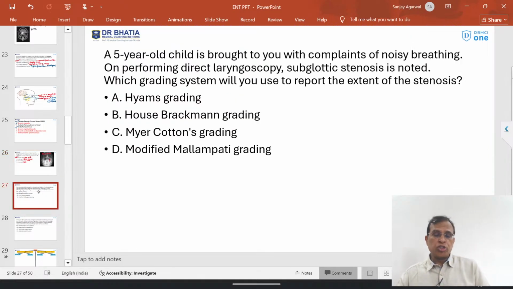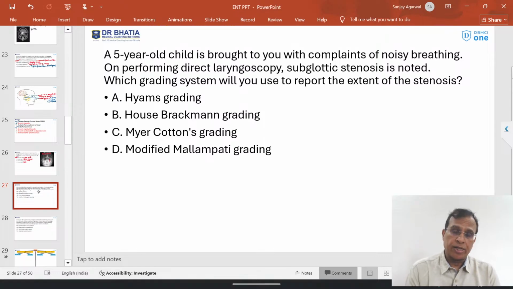A 5-year-old child is brought to you with complaint of noisy breathing. On performing direct laryngoscopy, subglottic stenosis was noted. Which grading system will you use to report the extent of the stenosis? Basically they are asking you the grading of subglottic stenosis, and this question has come in your exam. This question has been asked in your exam in the past.